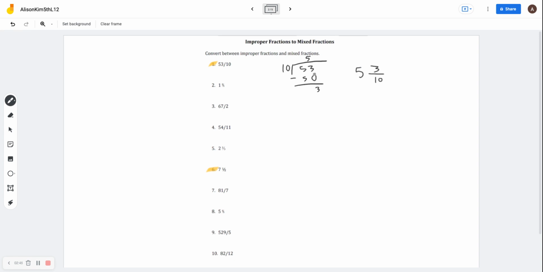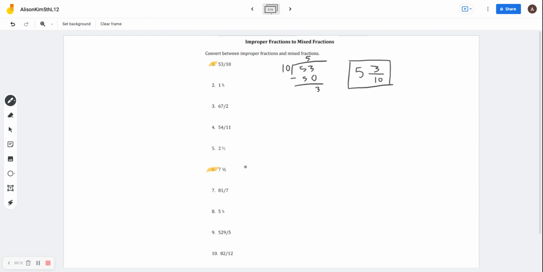Because 10 goes into 53 at least 5 times evenly, but we get a 3 left over, so that 3 left over is going to be our new numerator for our fraction. So our answer for number 1 will be 5 and 3/10. And we don't need to do anything to it because 3 over 10 is already simplified.